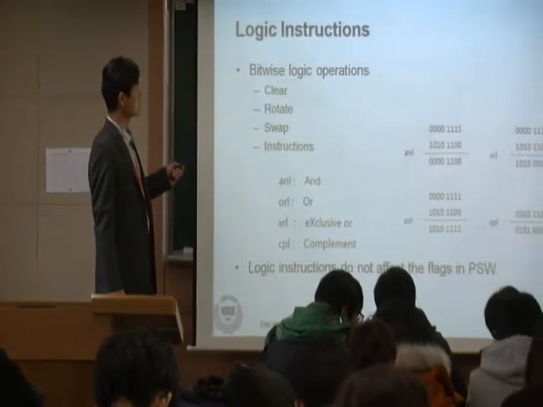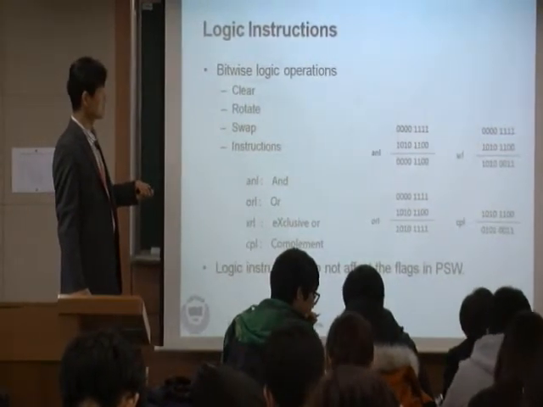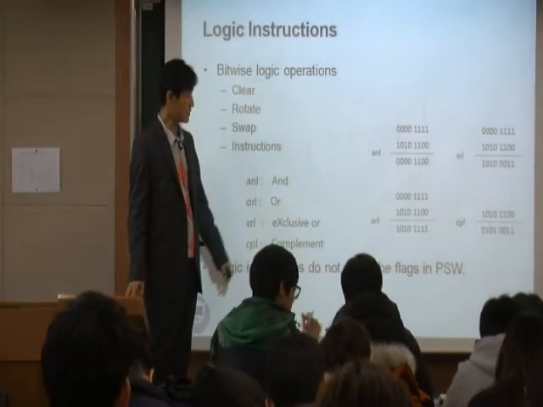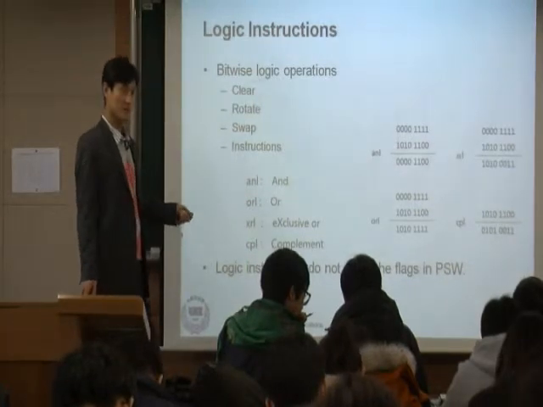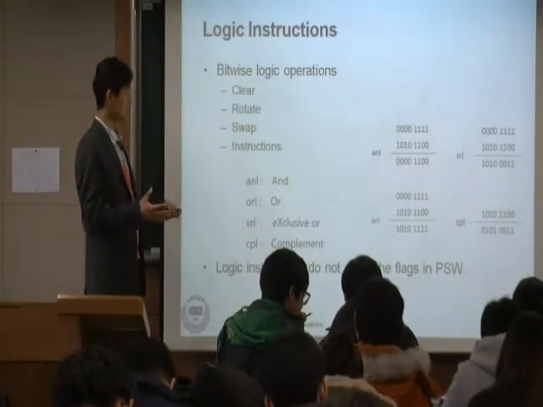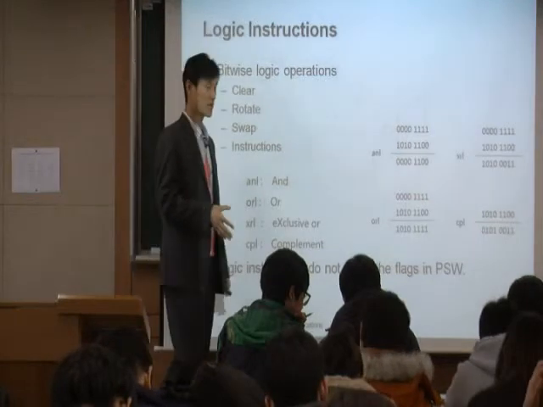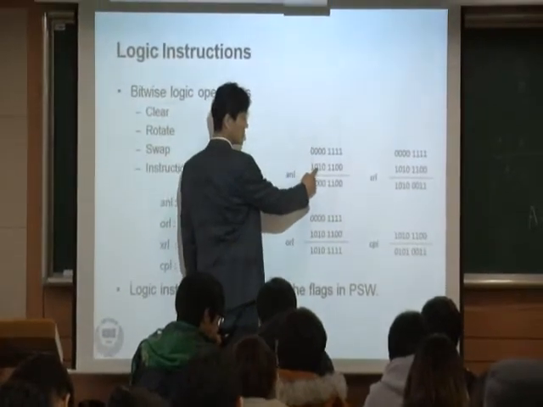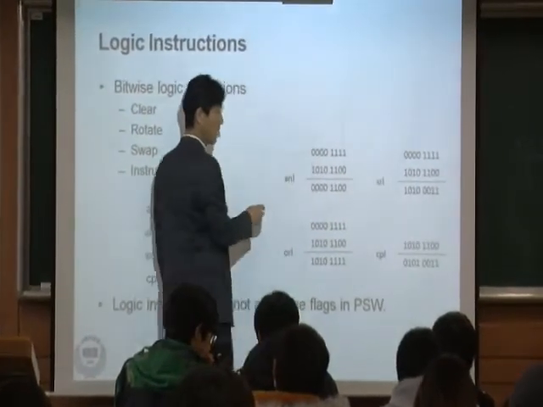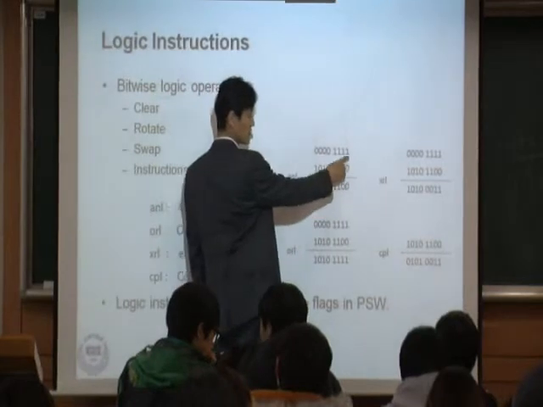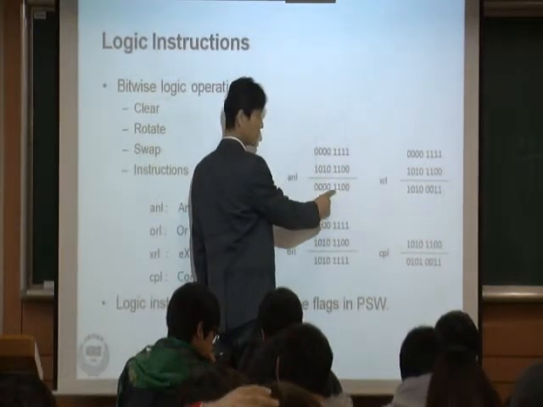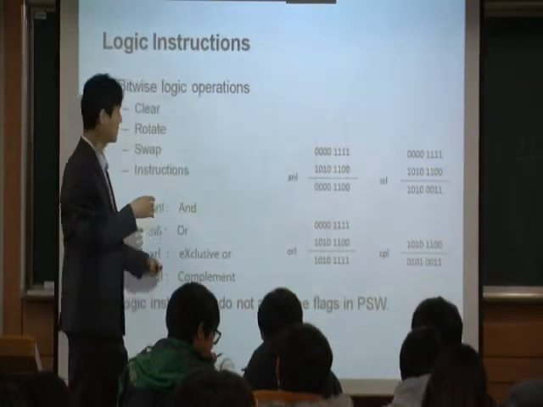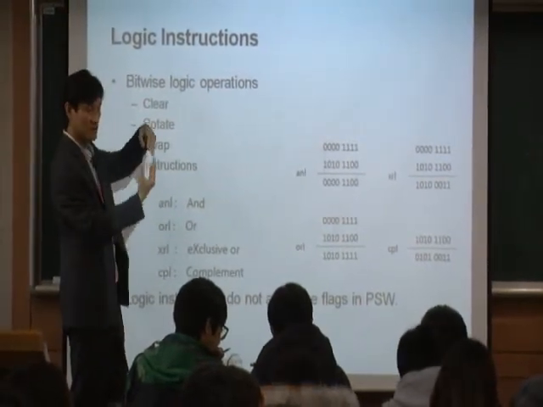In logical instructions, we have a lot of instructions, for example AND, OR, exclusive OR, complement. You know all these things, right? AND instruction, OR instruction, and things like this. So let's look at an example. Here, this is the AND instruction. We have two different values, this one and this one, and let's do AND. Then you know that 1 and 0 becomes 0, and 1 and 1 becomes 1, because it's a logical, bitwise, bit-to-bit instruction.